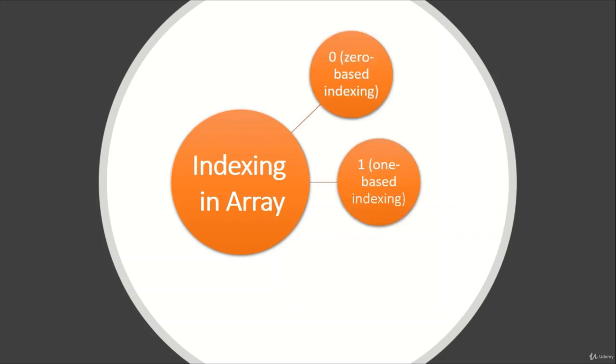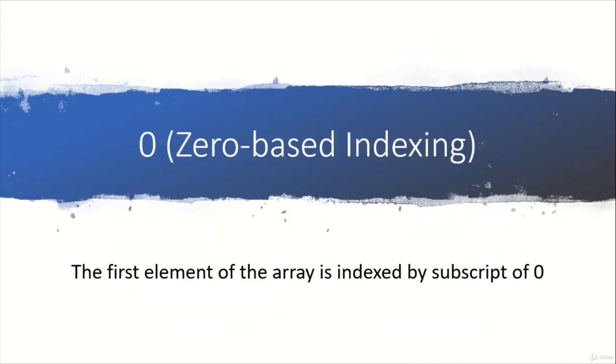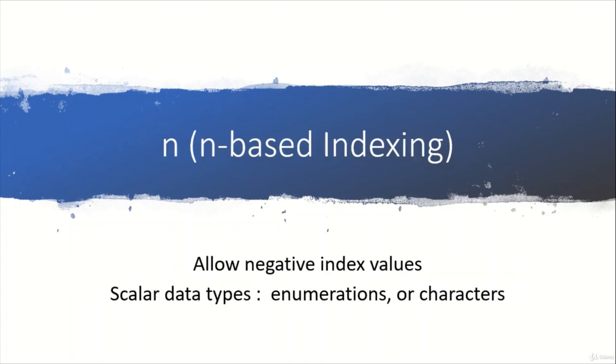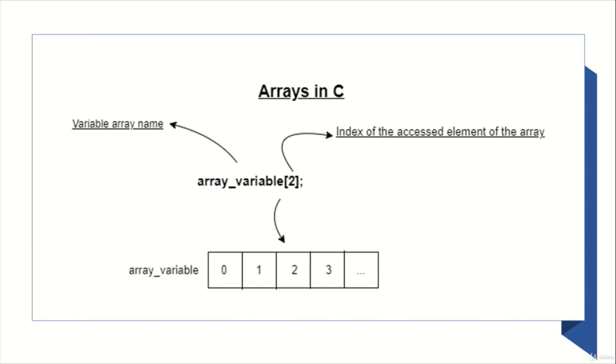Moving on to the next topic, there are three types of indexing in arrays which include zero-based indexing, one-based indexing and n-based indexing. Zero-based indexing: the first element of the array is indexed by subscript of 0. One-based indexing: the first element of the array is indexed by subscript of 1. And the last one, n-based indexing: the base index of an array can be freely chosen. N-based indexing also includes negative index values, and other scalar data types like enumerations or characters may be used as an array index.